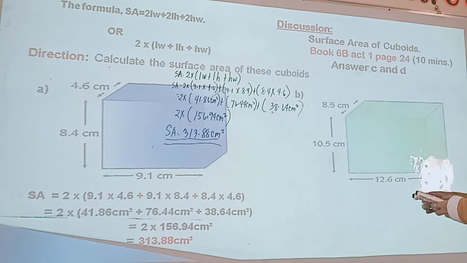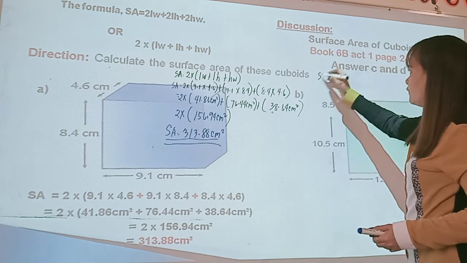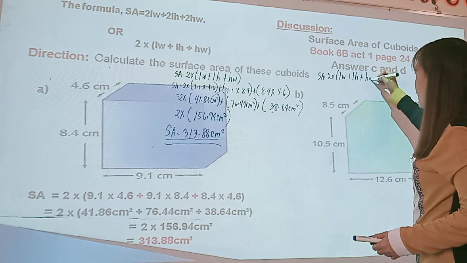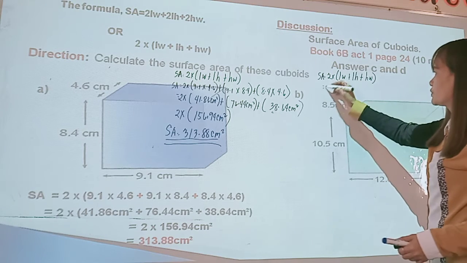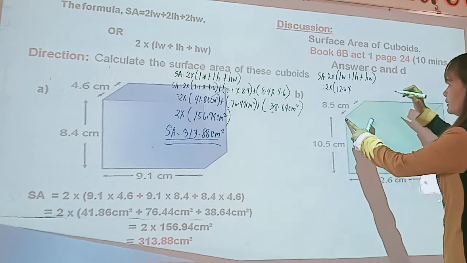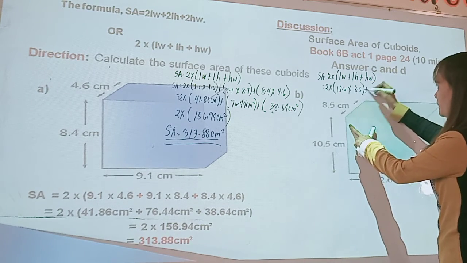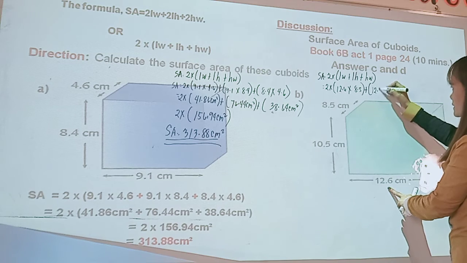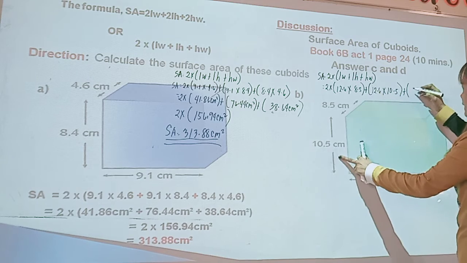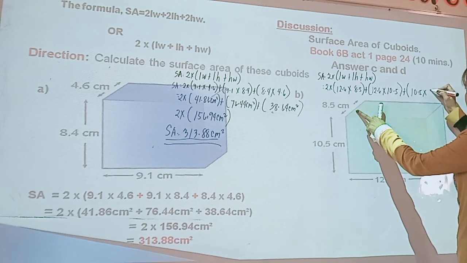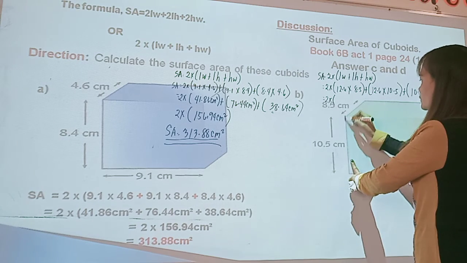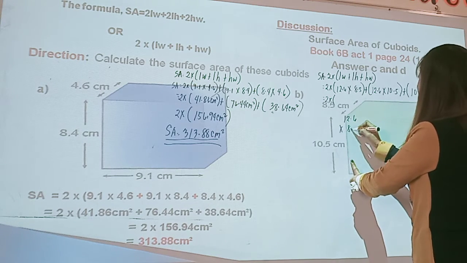In activity number 2, class, again we use the surface area formula, which is equal to 2 times length times width plus length times height plus height times the width. Okay, so let us substitute. So we have 2 times, the length is 12.6, multiplied by the width, 8.5, plus the length again, 12.6, multiplied by the height, which is 10.5, plus the height, 10.5, multiplied by the width, 8.5. Okay, so let us multiply now. So 2 times, again, 12.6 times 8.5.